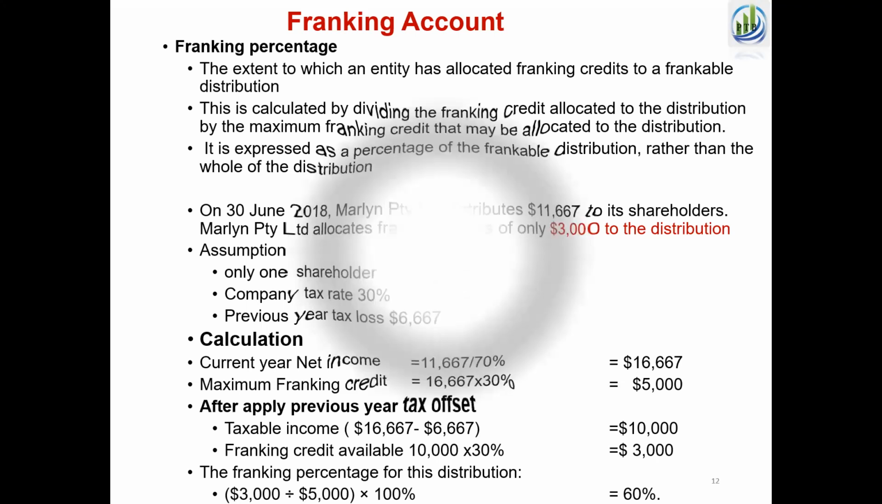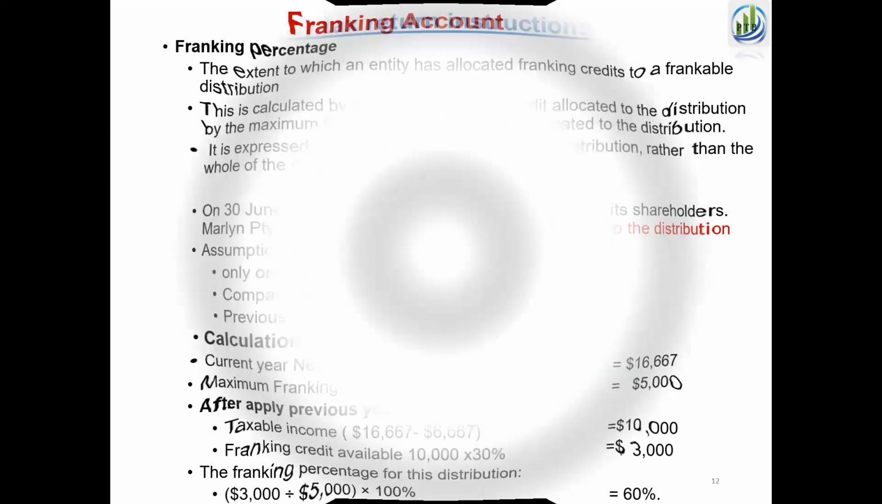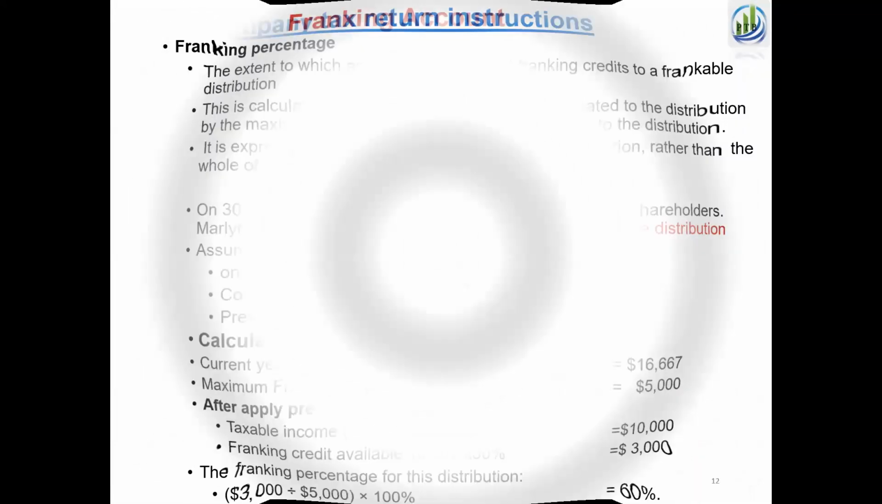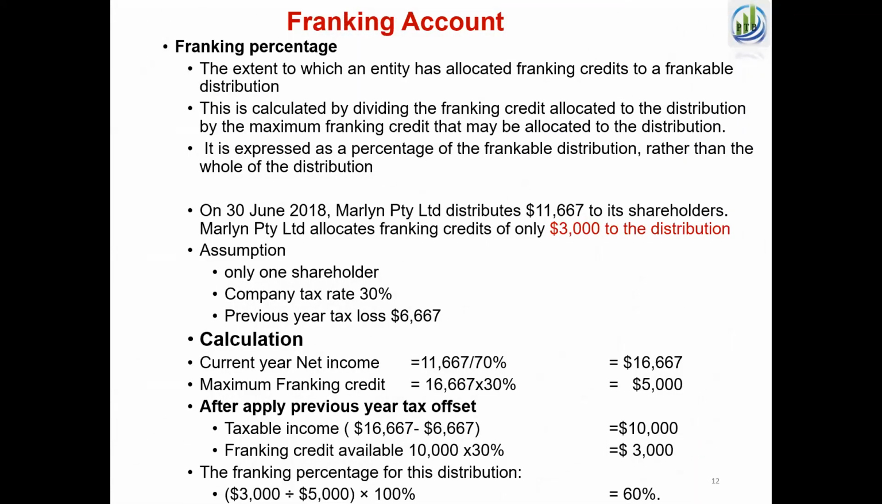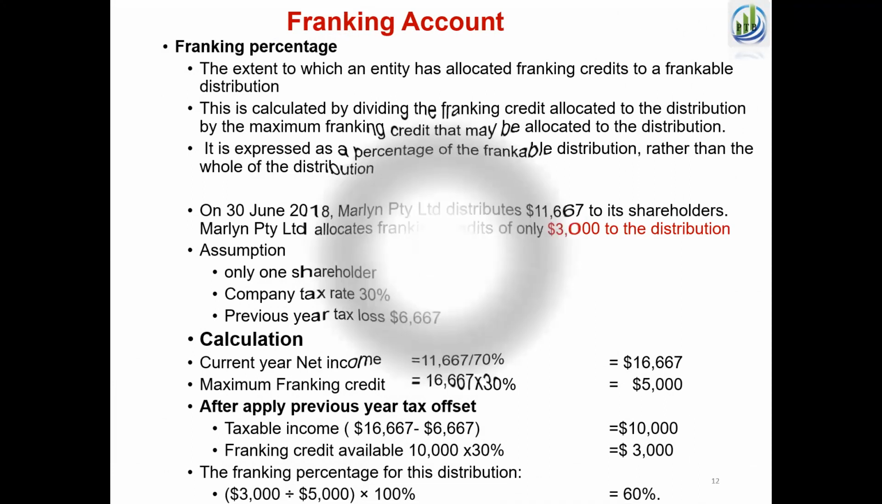Right. So now we will move into the company tax return. I'm sure you guys are clear. The 60% will normally come up on your dividend statement, 60% or 70% or 20% or 50%, whichever way the company paid the tax, the proportion of the maximum franking credit will be in your distribution statement, as a franking credit percentage.